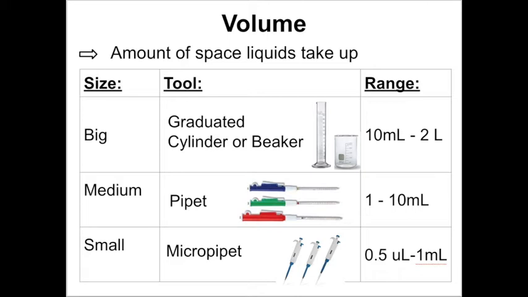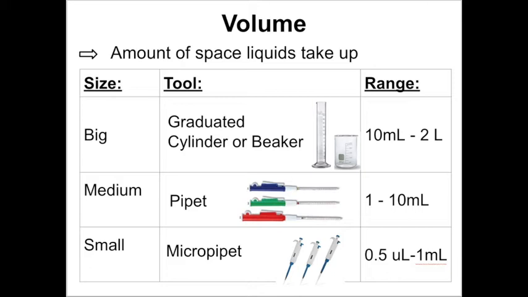You measure liquids with volume, and volume is basically the amount of space a liquid takes up. It's not one of the base units because it's derived from length. It's length cubed. We don't really need to worry about that, but we are going to use volume quite a lot. The volume units in the metric system are milliliters, microliters, and liters.